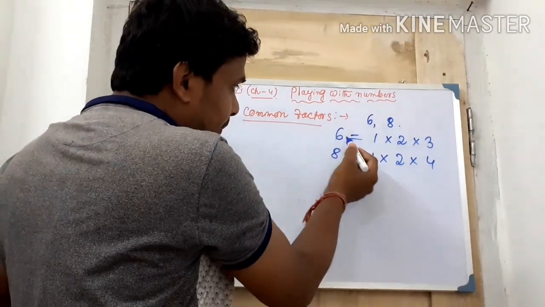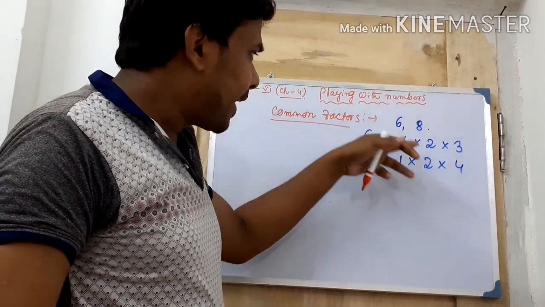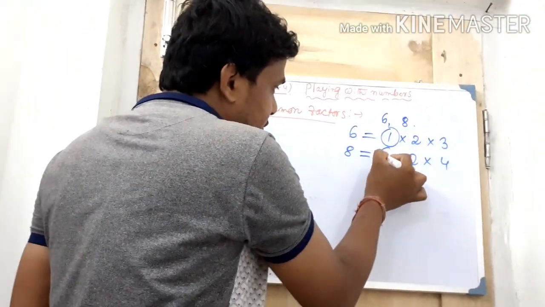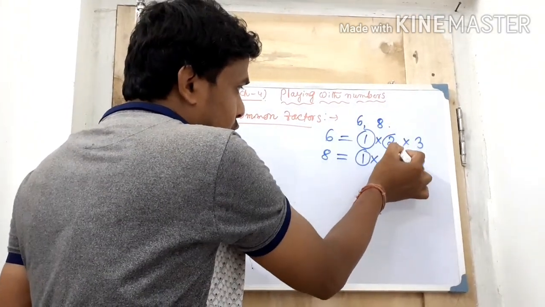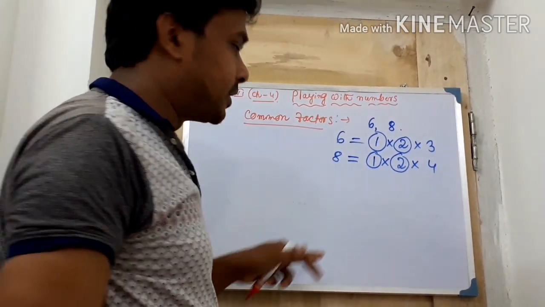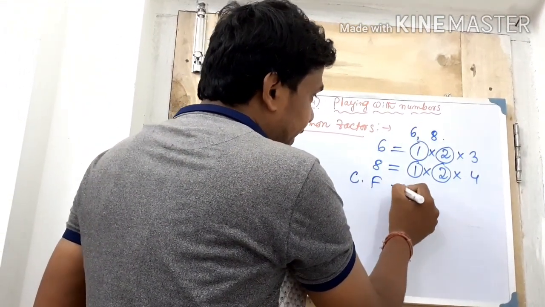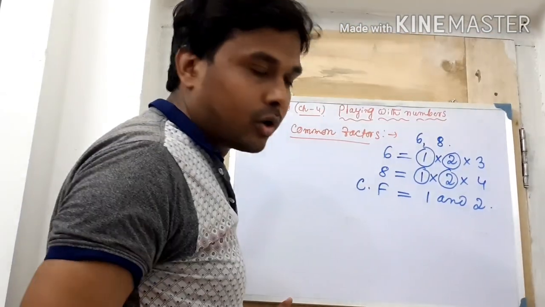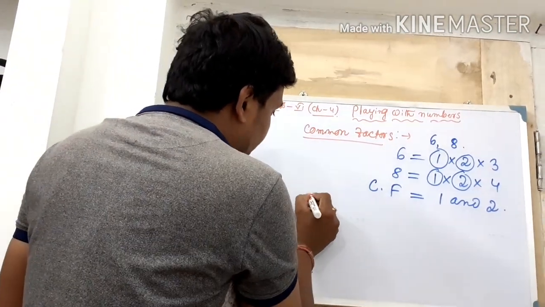Now if you compare these two sets of factors, you can see a few factors are common to each other. That means this 1 and this 1 are common, present in both cases. 2 and 2, these two are also present in both cases. So if you write down the common factors, that means CF is equal to 1 and 2 in this case. So this is the common factor. Next one is the common multiple.